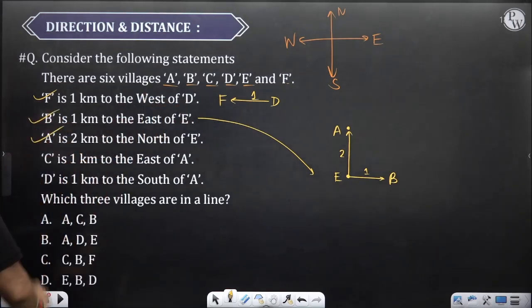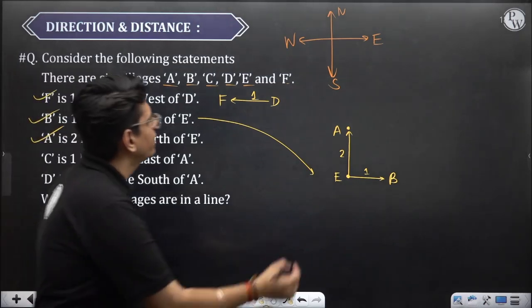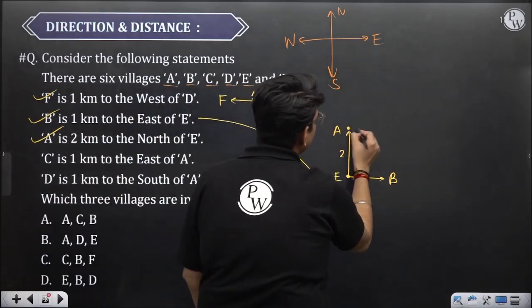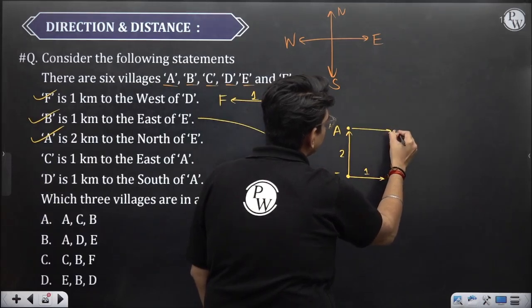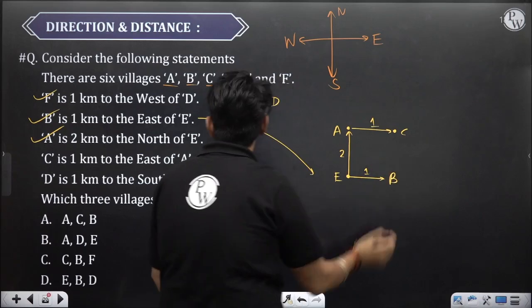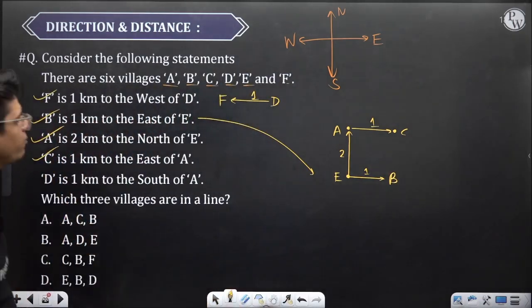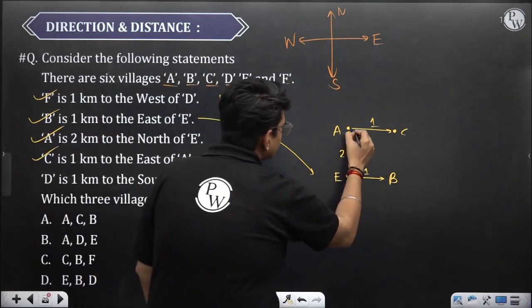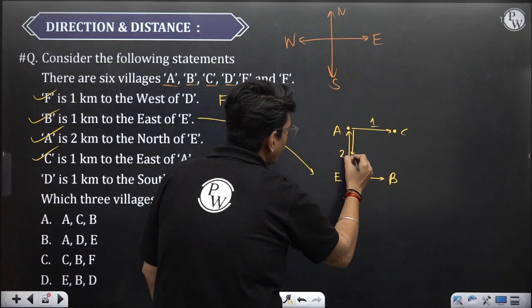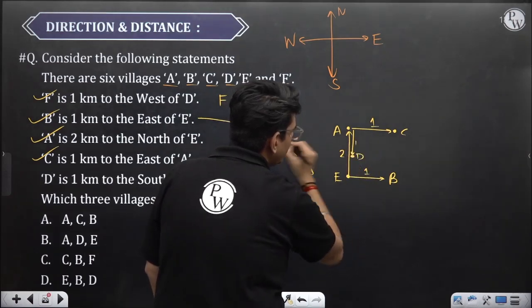This is also done. C is 1 kilometer to the east of A. This means this is our east direction. C is somewhere here, right? This is point C. This is 1. So this is also done. D is 1 kilometer to the south of A. So D is somewhere here. This is 1. This is point D, right?